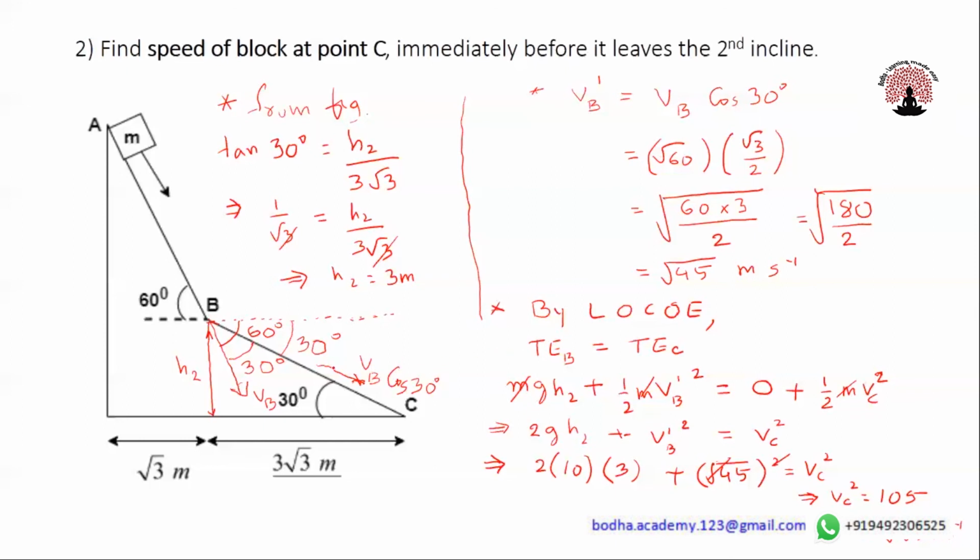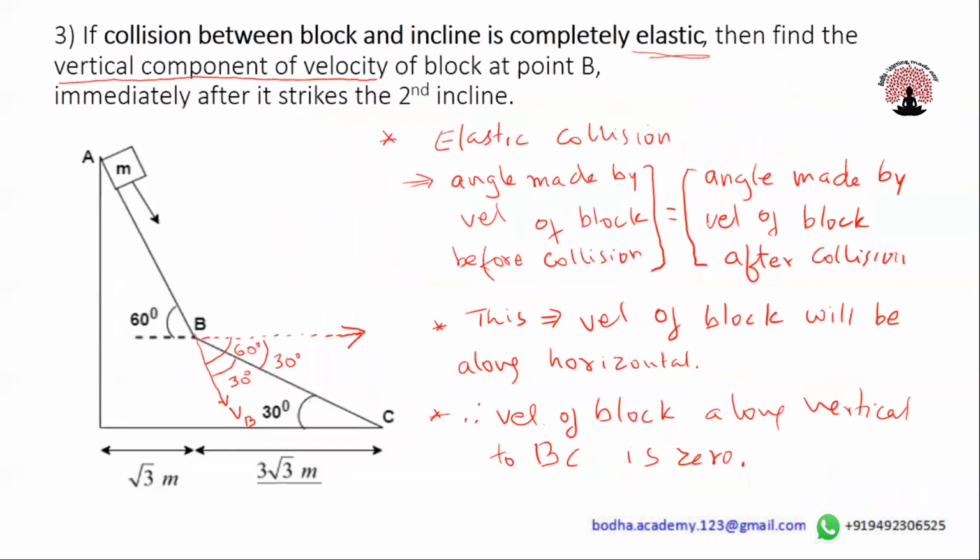Now apply the law of conservation of energy between points B and C. So total energy at B is equal to total energy at C. Total energy is nothing but the sum of potential energy plus kinetic energy. So potential energy plus kinetic energy at B must be equal to potential energy plus kinetic energy at C. C is a point on the ground, so I had taken potential energy as 0. Now multiply throughout by 2, and we'll get this equation. Simplify, and we'll get the value of VC. After finding VC, we'll go to the third part.